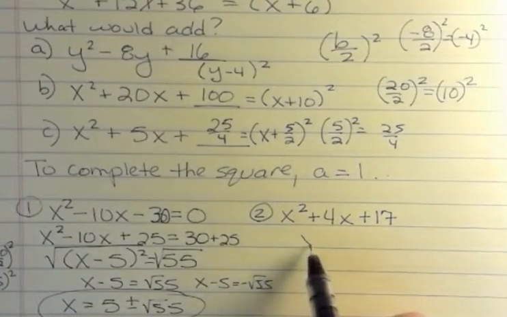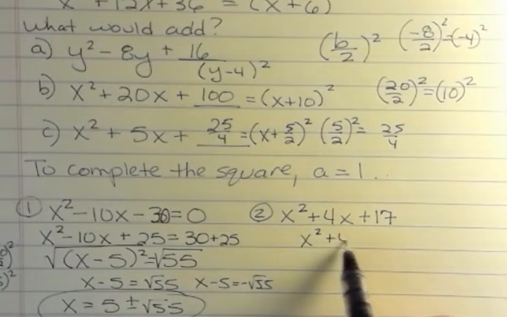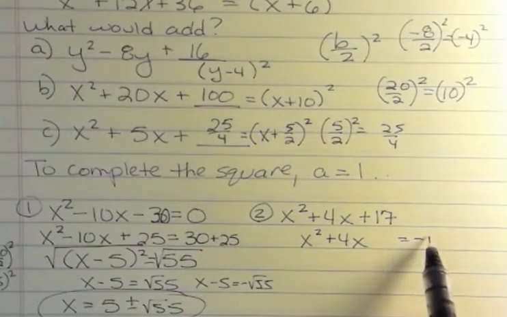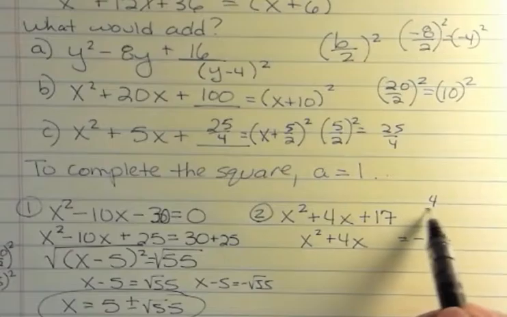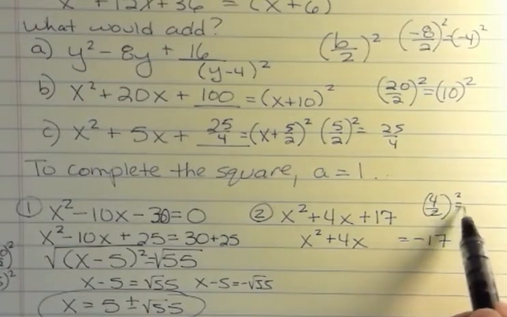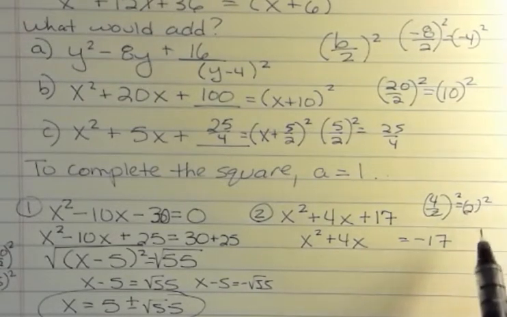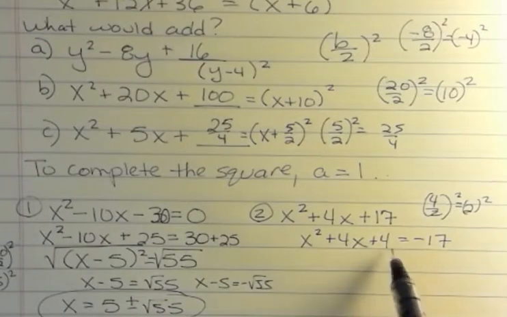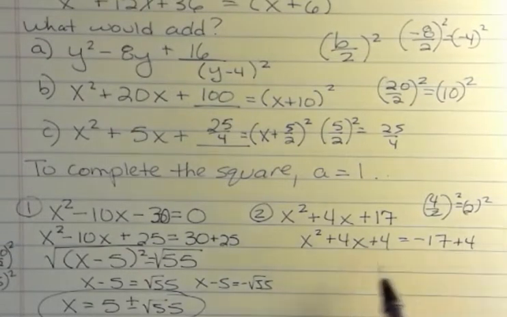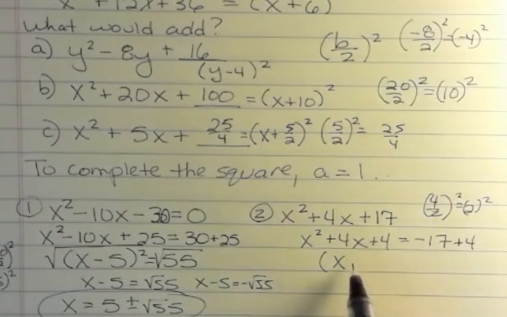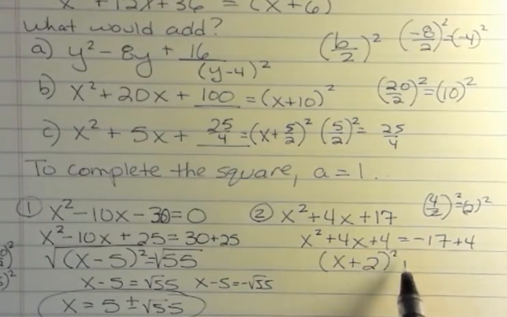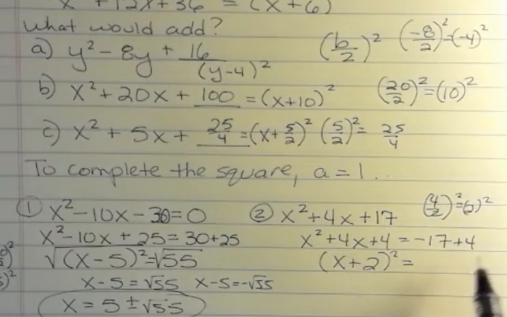If I move the 17 to the other side, I get -17. And then I'm going to take my 4, divide by 2, and square that. And that gives me 4. So I'm going to add 4 to both sides. Then I'm going to factor this. No thought process needed. I know that's going to be x plus 2 squared. -17 and 4 is -13.